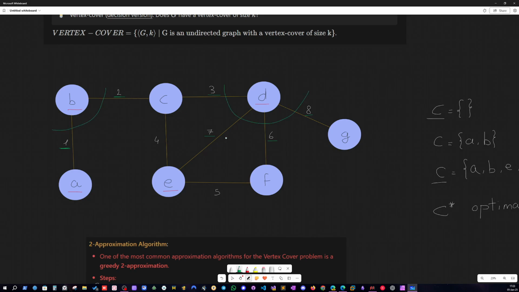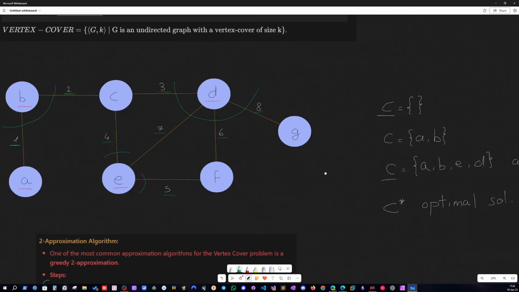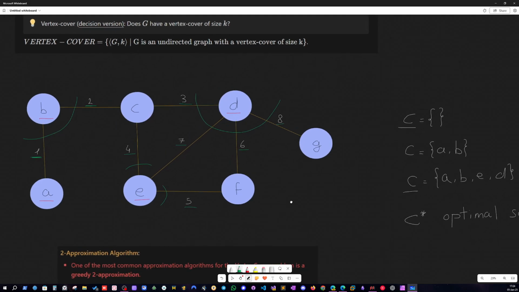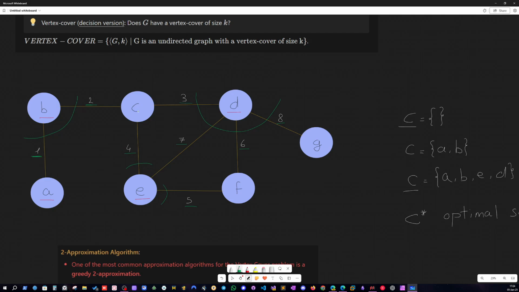Here we cover this. And now, thanks to the vertex E, we cover 4, also 7, but it's already covered by D, and 5. So we have this and this. This set of nodes allows us to touch all the edges in the graph. So we can remove the other nodes. For example, we don't need G, we don't need F, we don't need C.